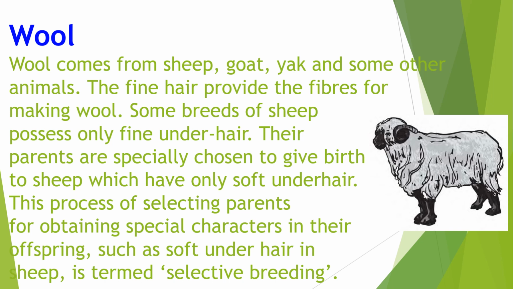Now when we select these animals for making the wool, this process is called selective breeding. Now, what is this selective breeding? The process of selecting parents for obtaining special characters in their offspring, such as soft underhair in sheep, is termed selective breeding. Here, particularly, the characters are selected for the purpose of getting wool.